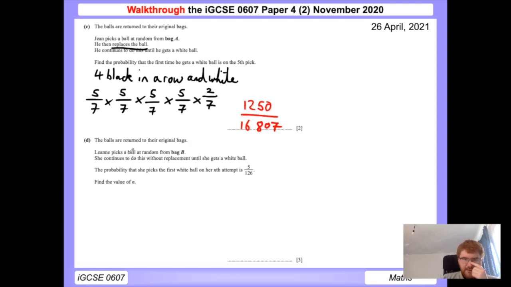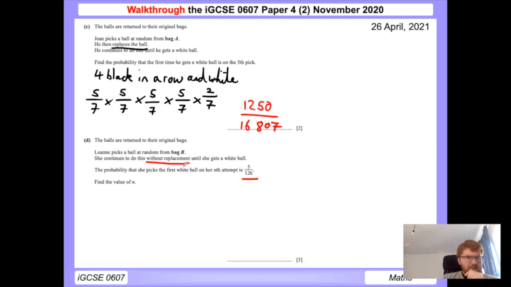The balls are returned to their original bags. Leanne picks a ball at random from bag B. She continues to do this without replacement until she gets a white ball. The probability that she picks the first white ball in her nth attempt is this fraction here, 5 over 126. Find the value of n. I think I would do this by a trial and error procedure. Now notice we've got without replacement, so we need to be a bit careful.